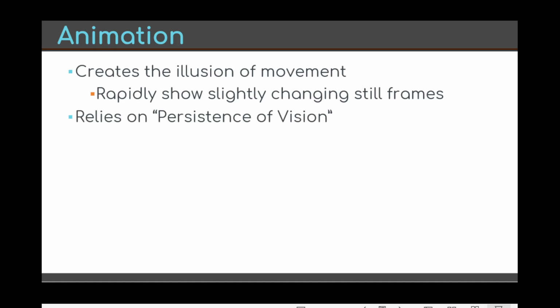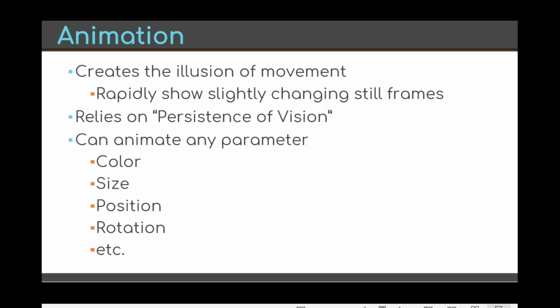And I think we'll have time to cover the mechanisms behind that in the eye. But basically, if the frames flip faster than the human mind's ability to perceive a scene, then it looks like continuous motion. Realizing this persistence of vision, you can animate any parameter of our objects: their color, their size, their position, their rotation, their stroke and fill.